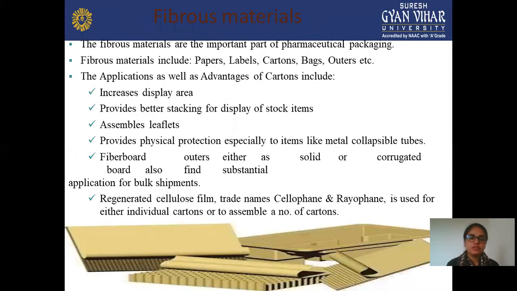Next is fibrous material. These fibrous materials are an important part of pharmaceutical packaging. They are not for direct packaging of pharmaceuticals, but act as secondary and tertiary packaging. Fibrous material includes paper, labels, cartons, and bags.